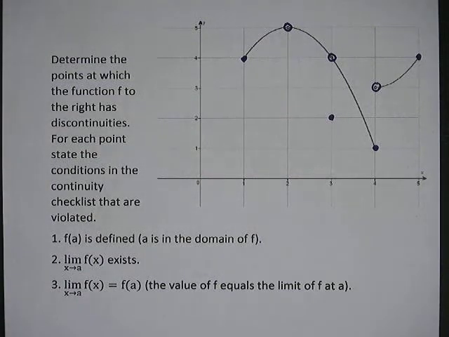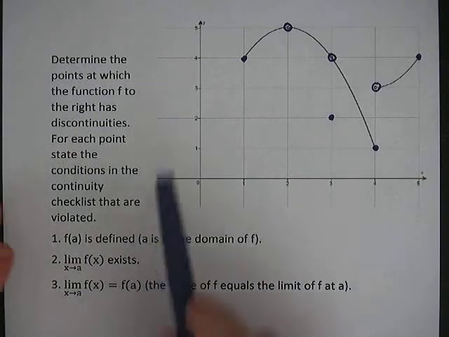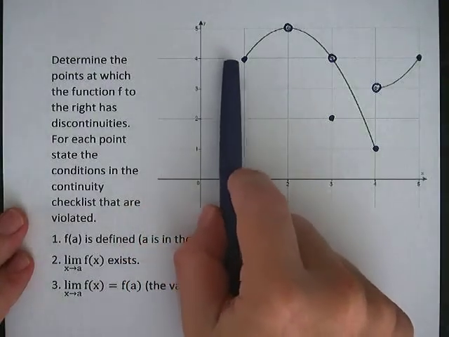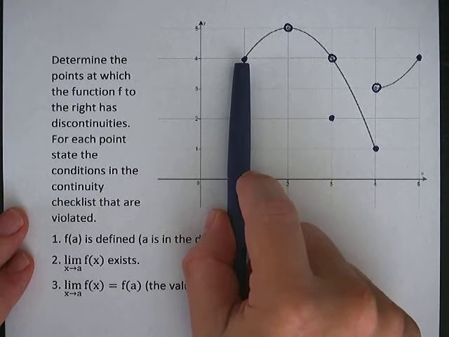Okay, for this problem, we're asked to determine the points at which the function f to the right has discontinuities. For each point, state the conditions in the continuity checklist that are violated. So let's start from the left and move to the right. The graph starts at x equals 1.